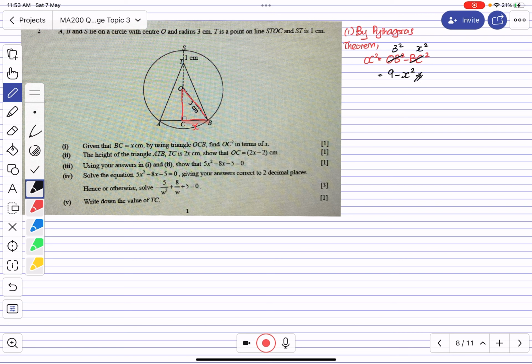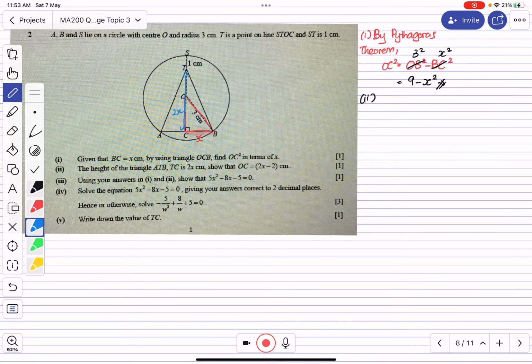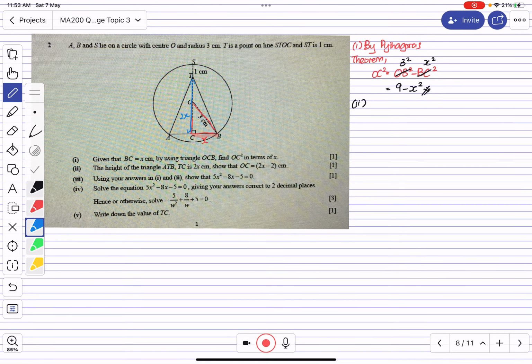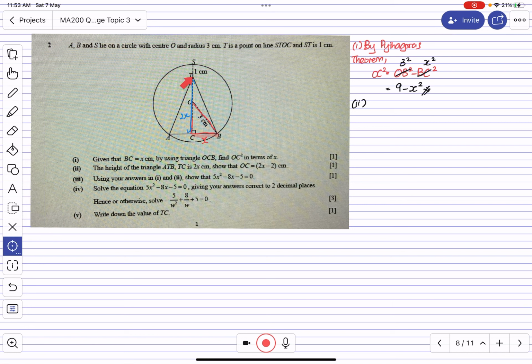Okay, with that, I'm done for part 1. Now for part 2, given that the height of the triangle ATB is 2x, TC here is 2x. I want to show that OC is 2x minus 2. So here, TC is 2x, and what is OC?